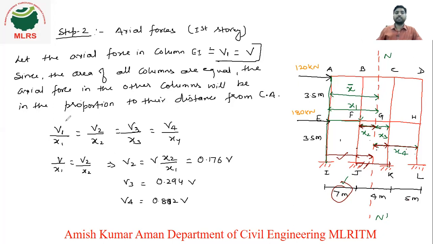Okay. Simply, now compare these two. V1 is equal to V, so we can put it here. V upon X1 will be V3 upon X3. From here, V3 will be X3 upon X1 into V. If you put in the values, you will get these values, right?